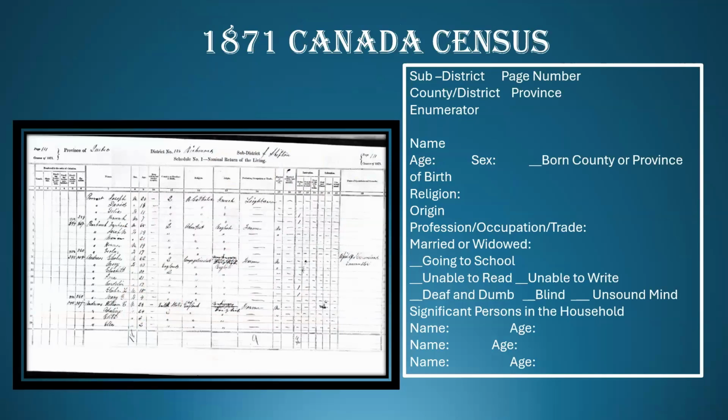Now, in the 1871 census, this sets the tone. In other words, this really begins. They've decided. It offers a really full picture. You can see here in the list that I've given, you've got the origin. That is something really important because that gives us a clue of where these people are from. It tells us married or widowed, going to school, unable to read, unable to write, deaf and dumb, blind and unsound mind. And then it lists all the persons in the household.